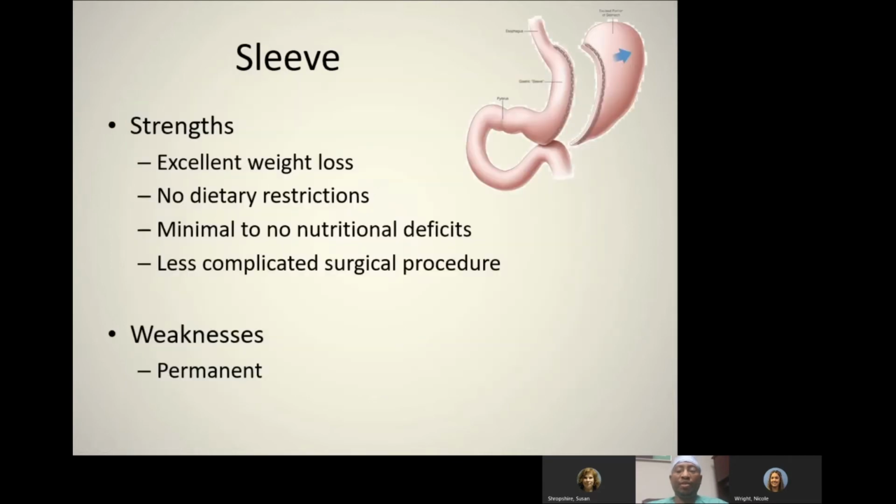So the benefits of the sleeve, probably most importantly, is that it works. We see excellent results with it because we're really just changing the size of the stomach. There's no real dietary restrictions, which we'll get into a little with the bypass. And there's almost no nutritional deficits as well. It's a little less complicated of a procedure to perform. The only real downside is it's permanent because the part of the stomach we're taking out is being fully removed.